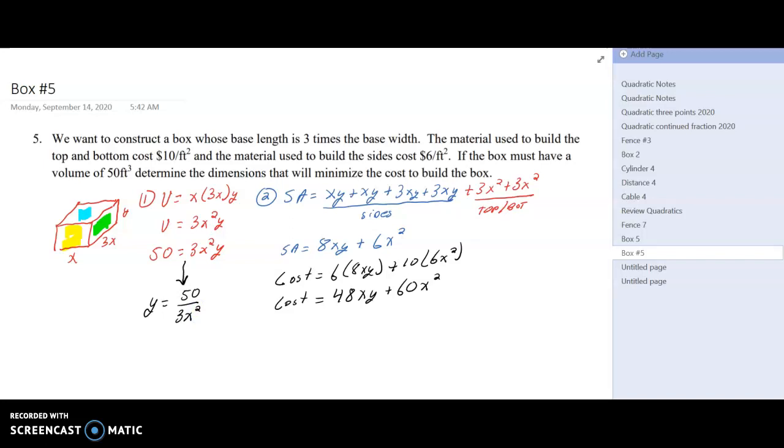Then we're going to go back to the cost equation and substitute that y. So the cost is going to be 48x times 50 over 3x squared plus 60x squared. If you simplify this, you will get 800 over x plus 60x squared. So this is the function we want to minimize.